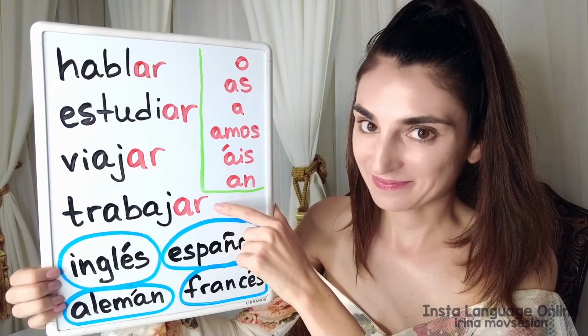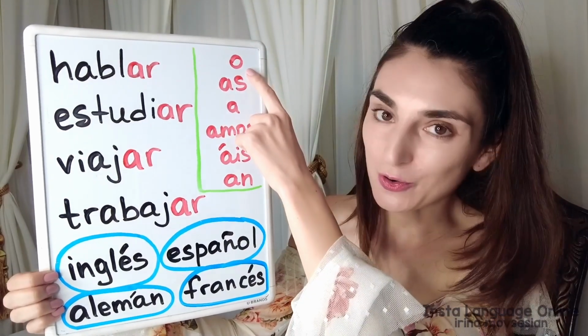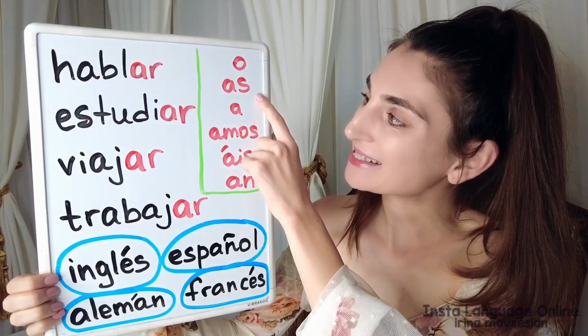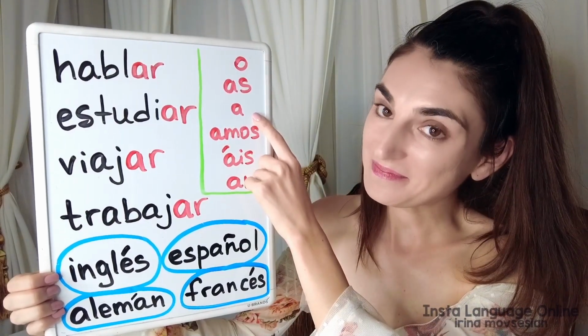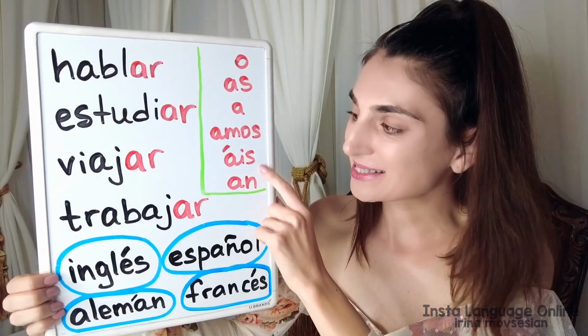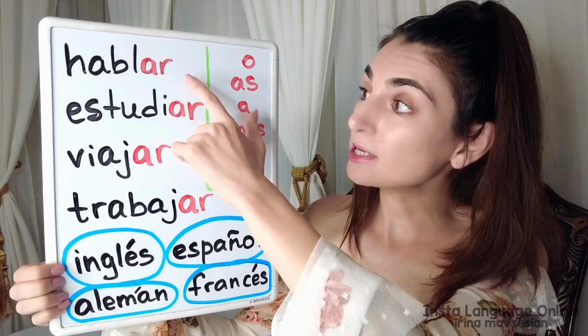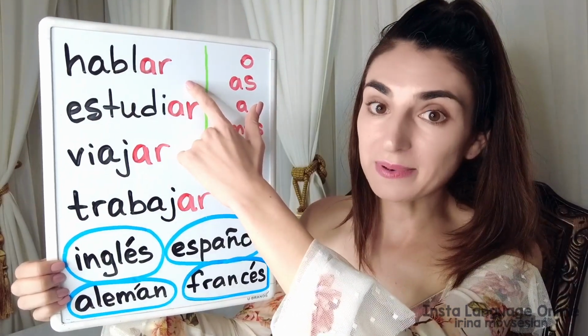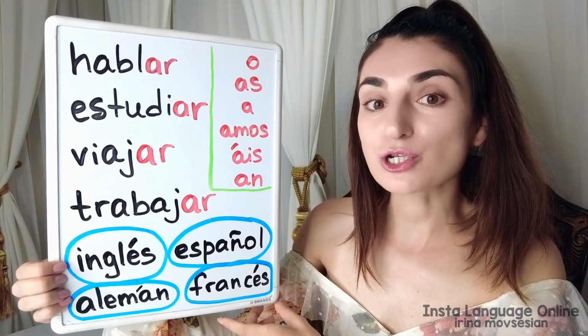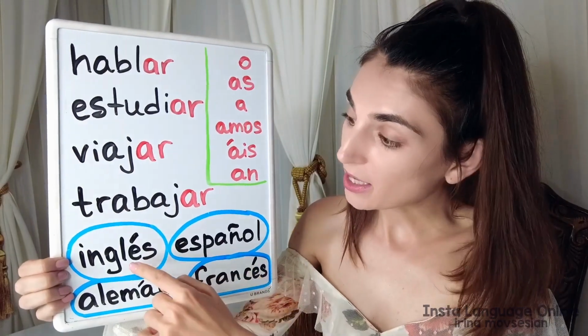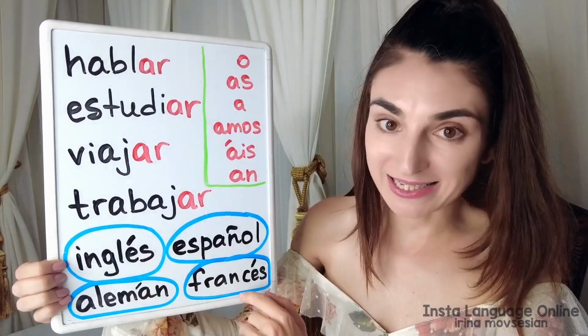Trabajar. Trabajo, trabajas, trabaja, trabajamos, trabajáis, trabajan. We are going to take el verbo hablar and we are going to conjugate that again, but we are going to use new words.